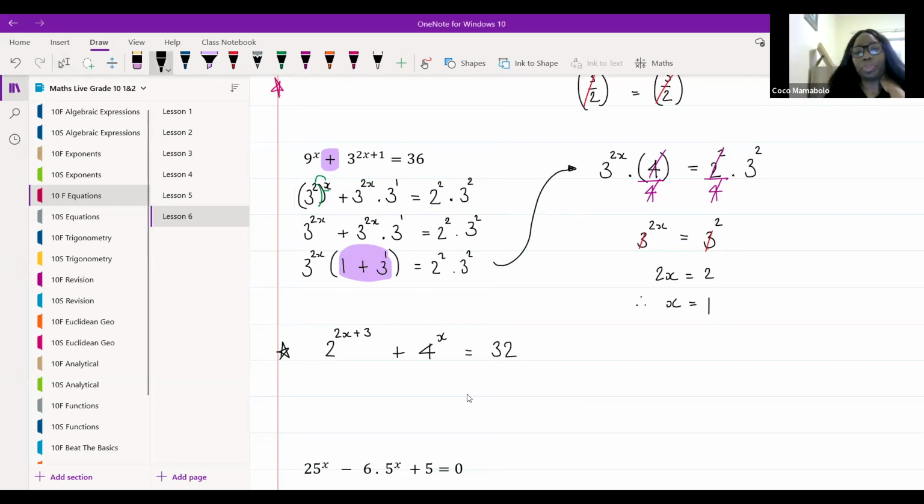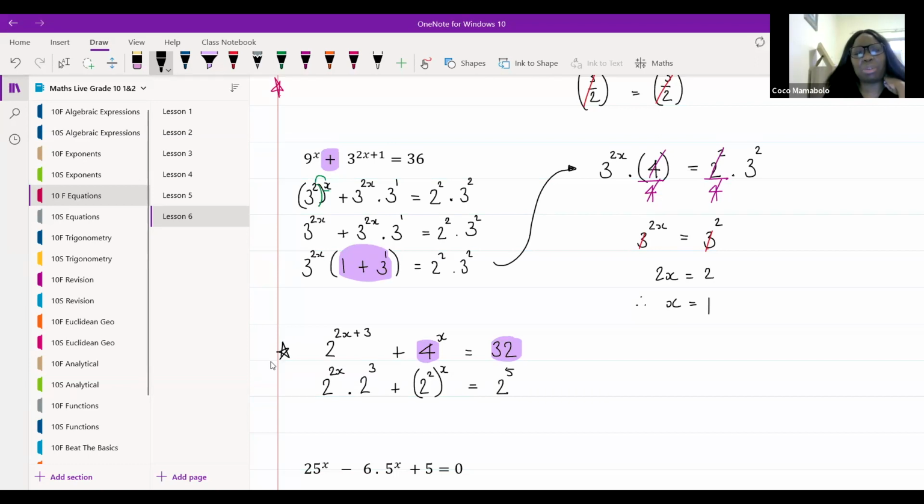All right, first thing I'm going to note is that I don't have like bases everywhere, so I'm going to change 4 to the x, and I'm also going to change 32. So I know over here I'm going to get 2 to the power of 2x. I'm already going to split it. So I'll get 2 to the power of 2x times 2 to the power of 3 plus 4 is going to change to 2 squared all to the power of x is equal to 2 to the power of 5.